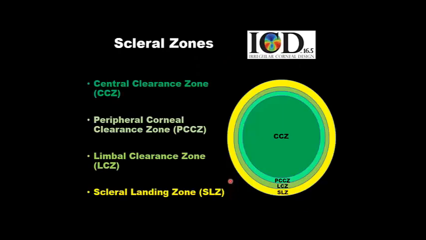There's 4 principal zones in the ICD, and each is labeled according to its function. The central clearance zone should clear the central cornea. The next zone out, the peripheral corneal clearance zone, should clear the peripheral cornea. The limbal clearance zone should clear the limbus. And lastly, the scleral landing zone should be the only place the ICD lands on the surface of the eye.